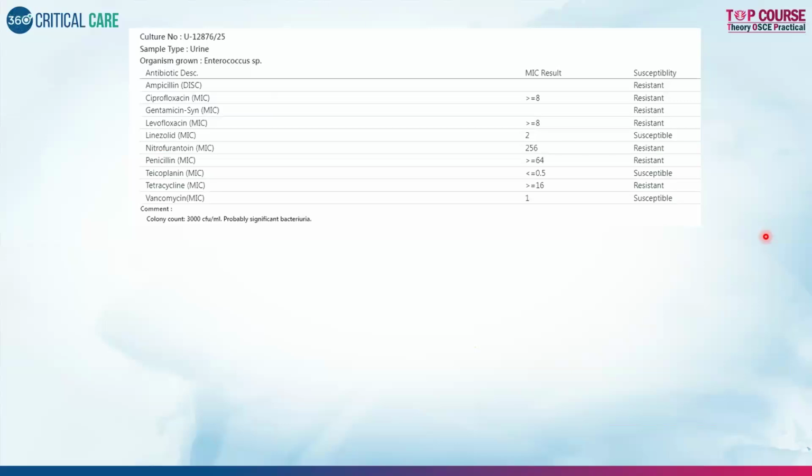So what is this culture report? It's a urinary enterococcus, correct? The colony forming unit is 3000 and probably it's significant. So what are the key species? How will you treat this patient? Is there a difference? Do I have to worry? What type of organism is enterococcus? Gram positive. Thank you. Okay.